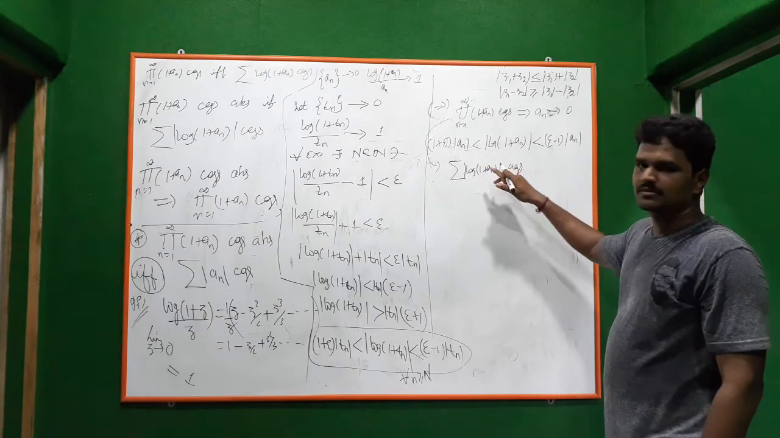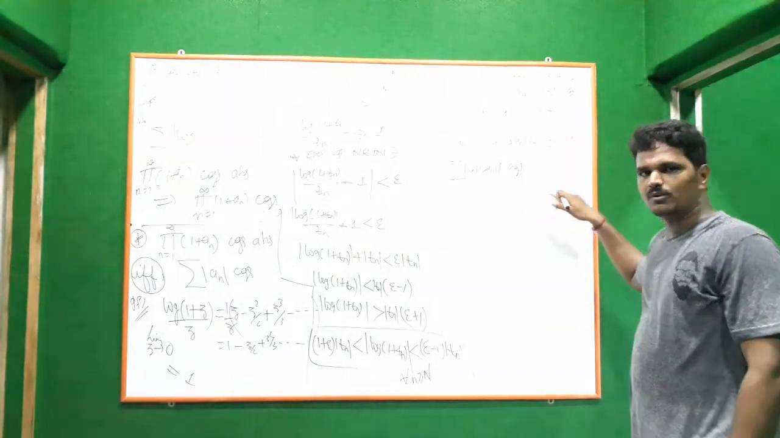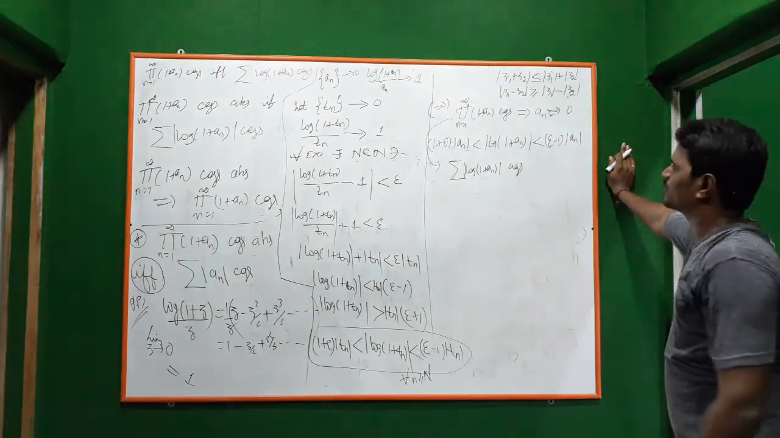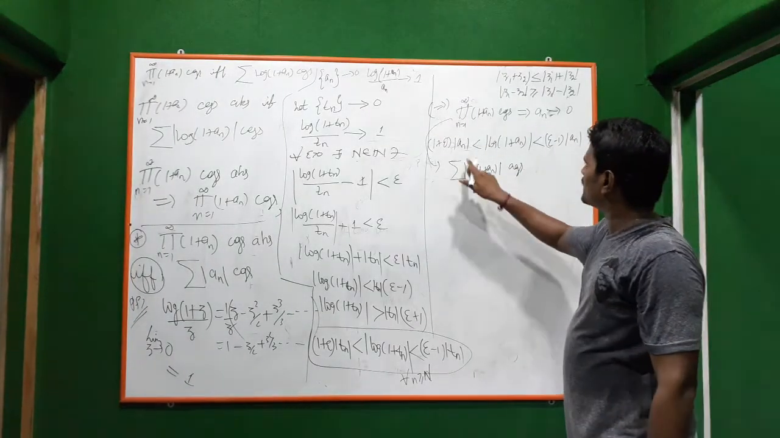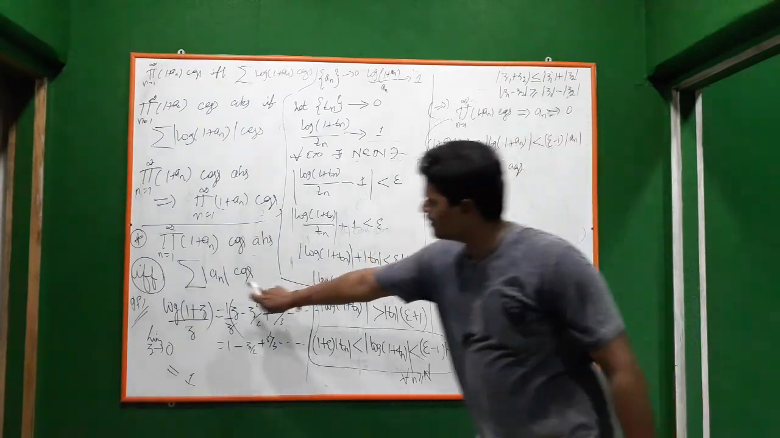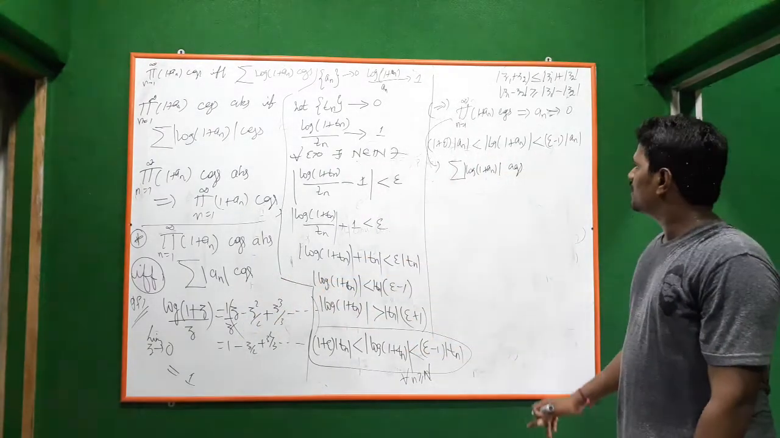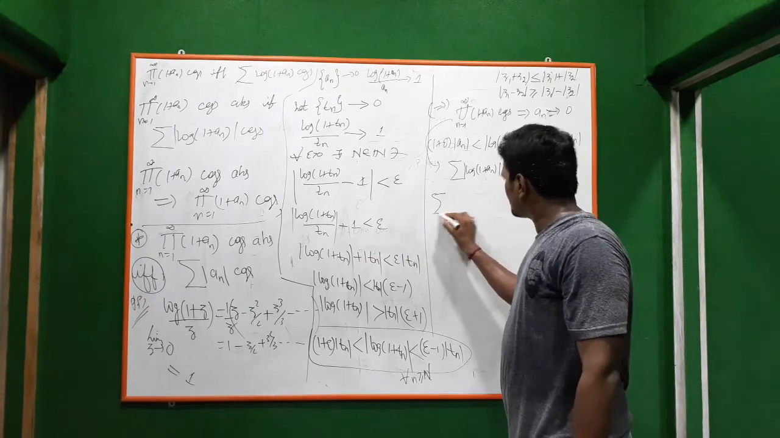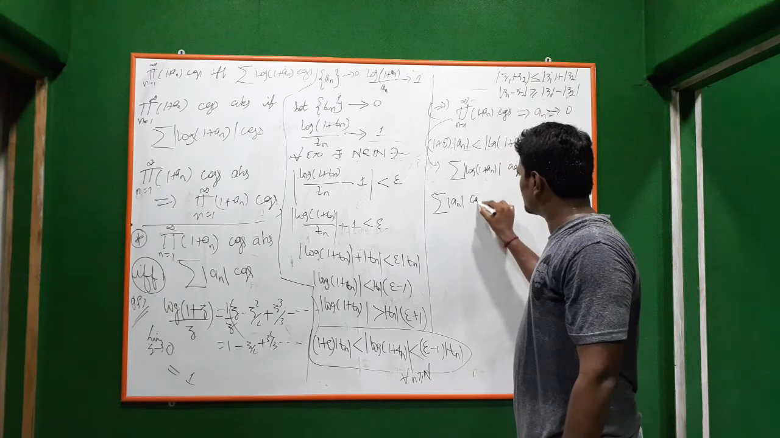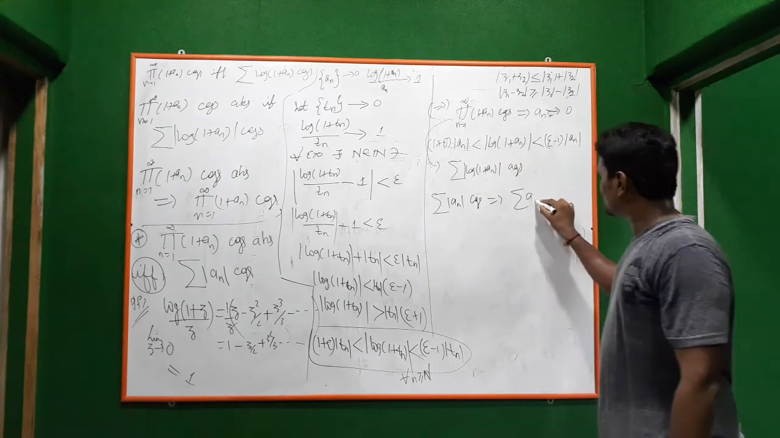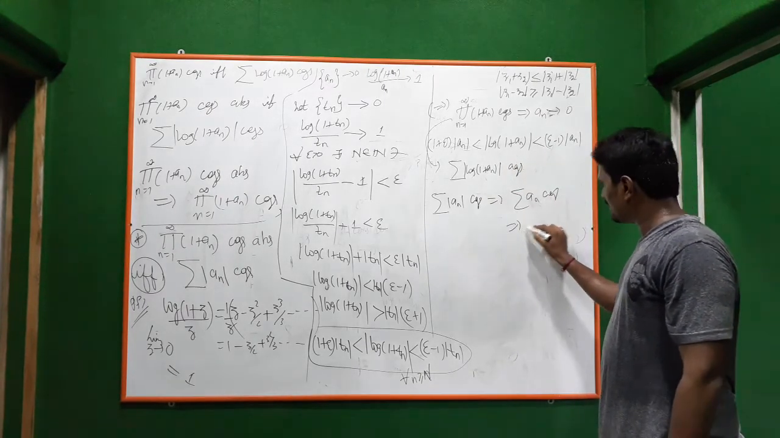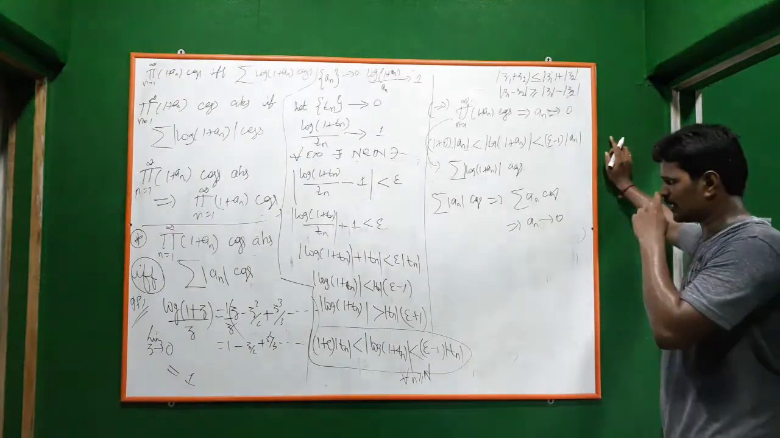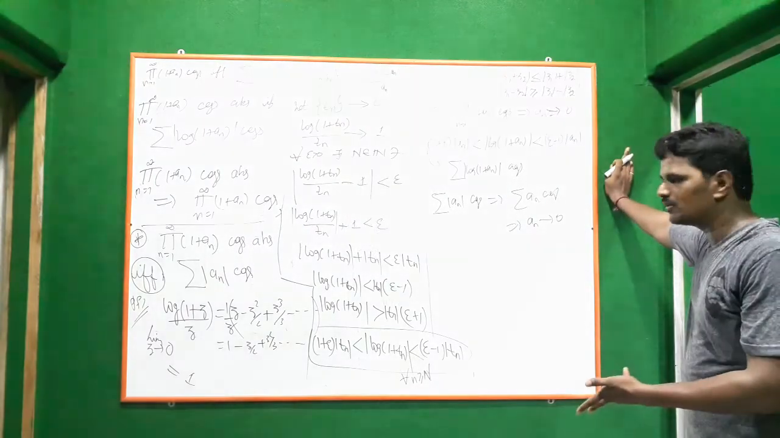use the comparison test. What is comparison test? a_n less than or equal to b_n, summation b_n converges means summation a_n will converge. Use that then. So if you use that, we can prove that summation mod a_n converges. And similarly, the other way. Other way is what? Assume that summation mod a_n converges. This implies summation a_n converges. That implies a_n converging to 0 by the property from series. Summation a_n converges means a_n converging to 0.